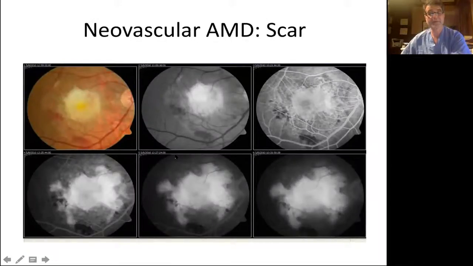And finally, I want to talk a little bit about scar formation in neovascular AMD. This is a patient with very severe scarring.